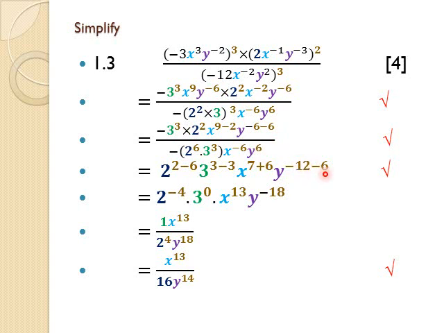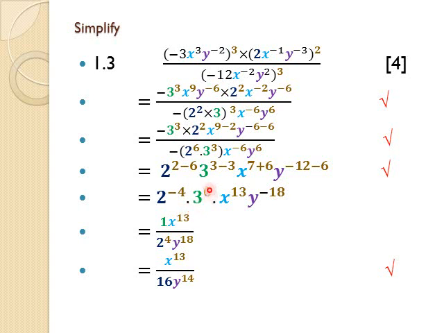For y on top, minus 6 becomes negative 12, and negative 12 minus 6. There, minus 12 minus 6. So 2 minus 6 for base 2 becomes 2 to the power negative 4. 3 minus 3 becomes 3 to the power 0. 7 plus 6 gives me x to the power 13 and y to the power negative 18.